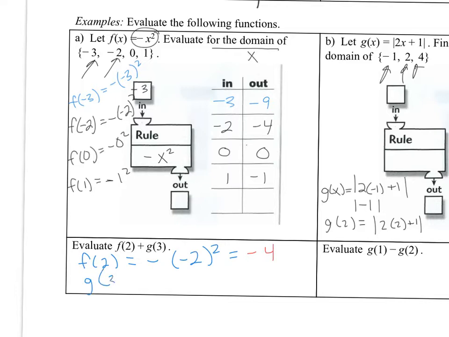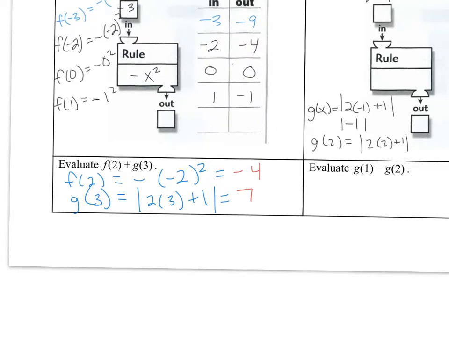Now g of 3 is equal to the absolute value of 2 times 3 plus 1. So g of 3 is equal to 7. So what this is just asking me to do is add f of 2, which is -4, plus g of 3, which is 7. So -4 plus 7 is 3.